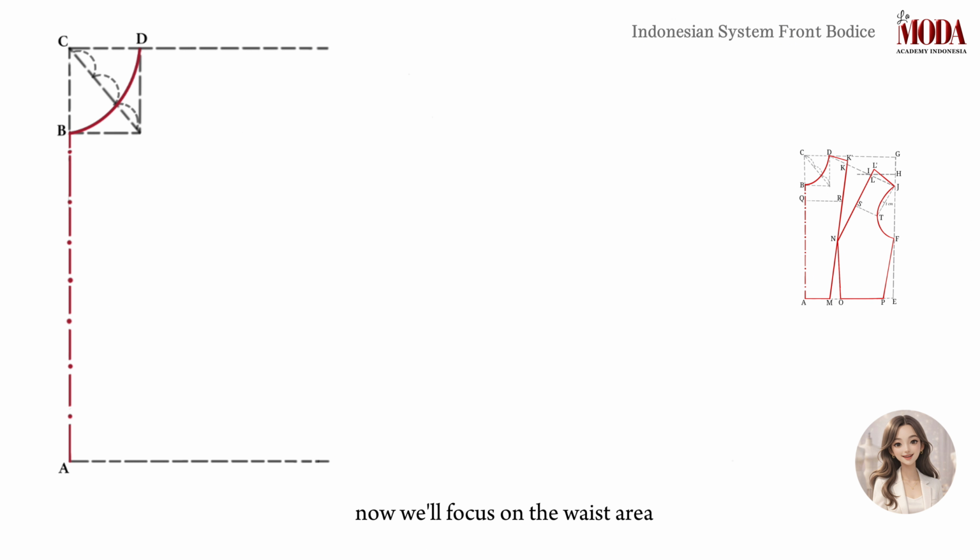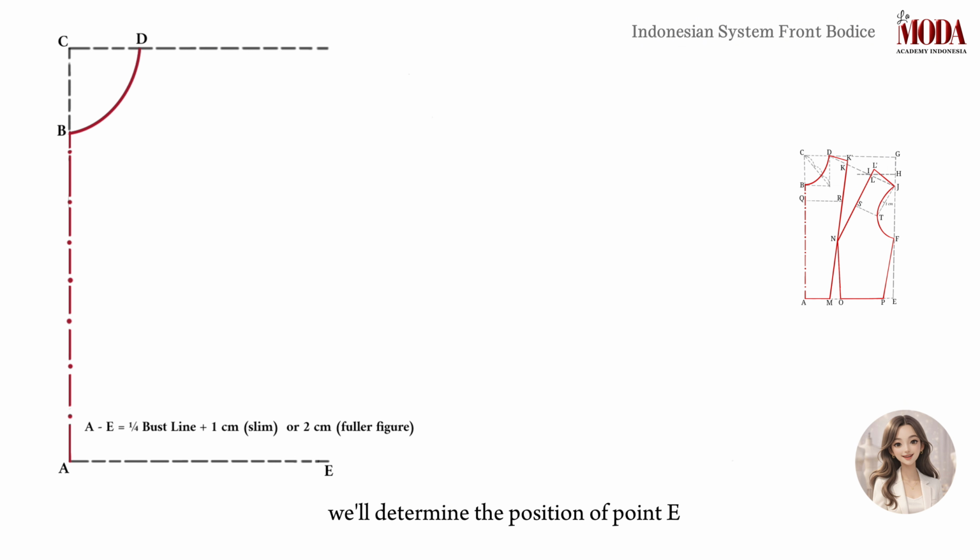Now, we'll focus on the waist area, starting from point A. From point A, we'll determine the position of point E. To calculate the distance from point A to point E, take 1/4 of the bust line and then add 1 centimeter for slim or medium-sized individuals or 2 centimeters for a fuller body. This additional 1 or 2 centimeters ensures that the front pattern is slightly wider than the back pattern.